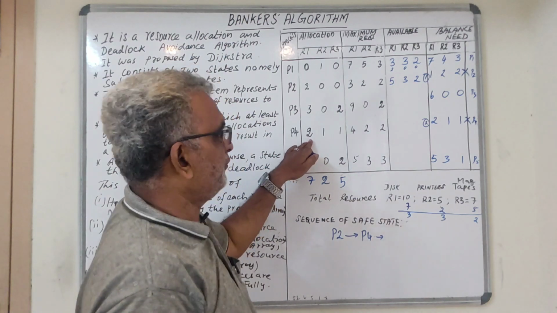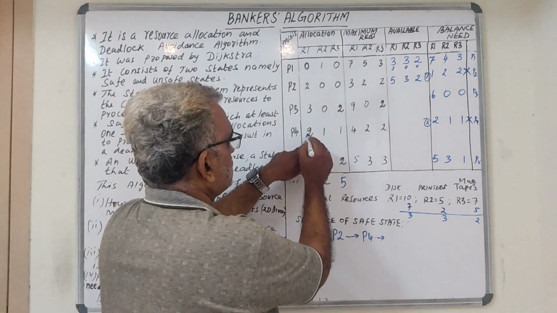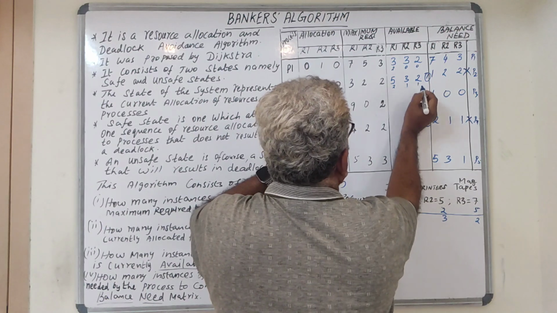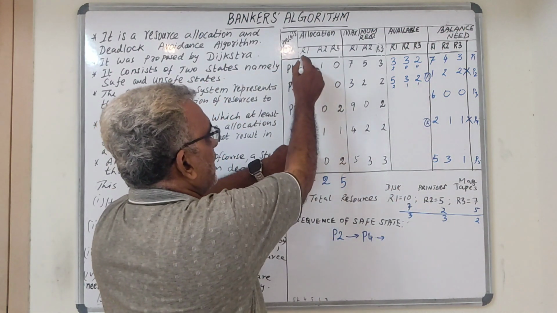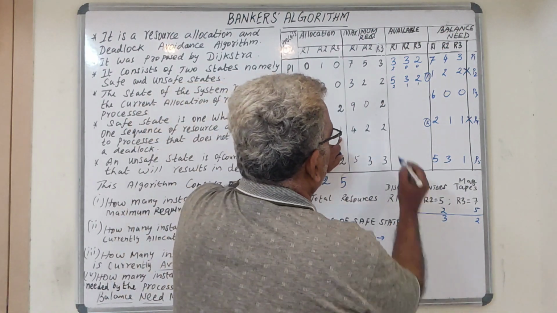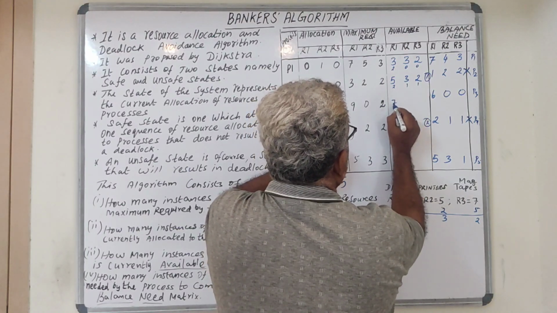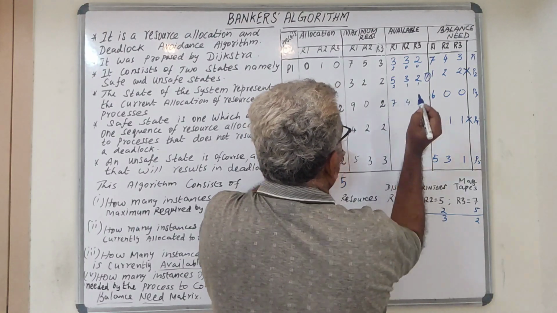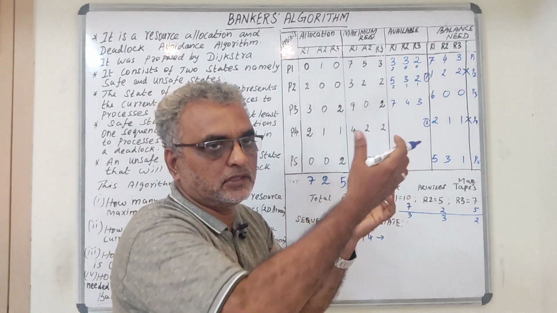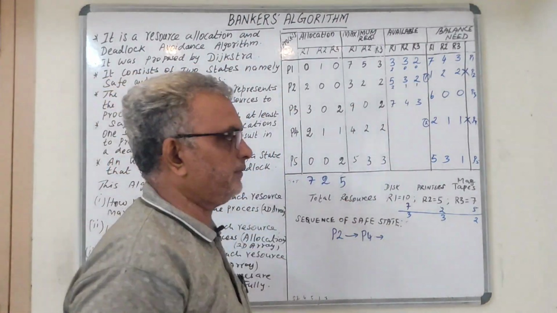Now after completion of P4, we can reclaim the resources of P4. So what are the resources of P4? That is 2, 1, 1. So add these values to the current available value: 2 instances of resource 1, 1 instance each of resource 2 and resource 3. Okay, so now the available instances have become 7, 4, 3. After completion, we reclaimed all these resources. Now just add these values. It is 7, 4, 3.